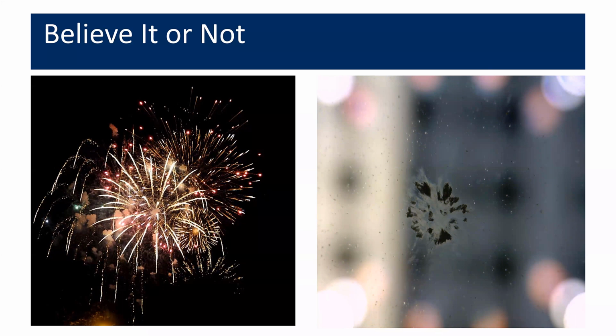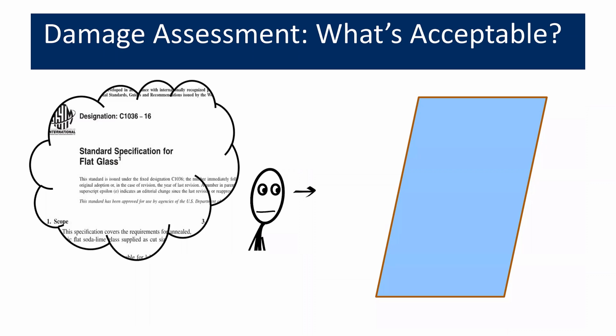So now that we've looked at ways we can blemish glass, how do we determine whether those blemishes are in fact damage? And there's really only one standard in the US that's used to determine acceptable surface condition of glass, and that's ASTM C1036, entitled Standard Specification for Flat Glass. So we'll take a look at some of the criteria there.